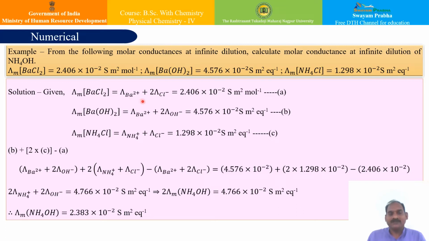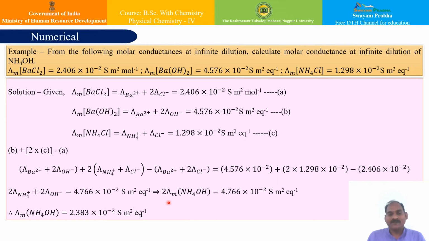I can split these equivalent conductances into their cations and anions. If I write barium chloride as Ba2+ and 2 Cl minus, barium hydroxide like this, and ammonium chloride like this, I can represent these molar conductances in the form A, B, C. Now, if I follow this algebra, B plus 2 into C minus A, and substitute the values, I get 2 into the ammonium ion equivalent conductance plus 2 into the hydroxide ion equivalent conductance.